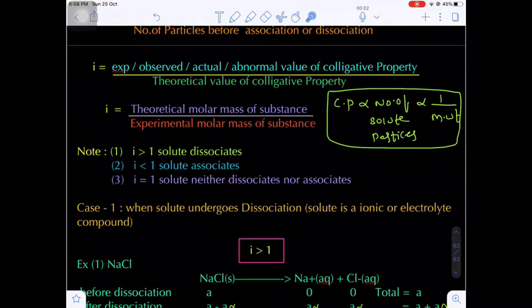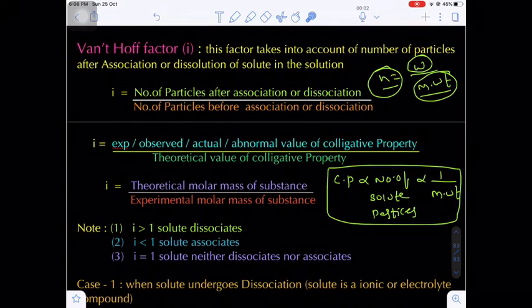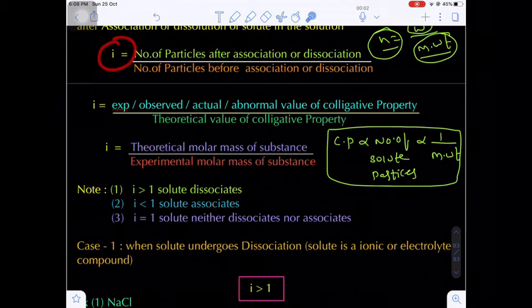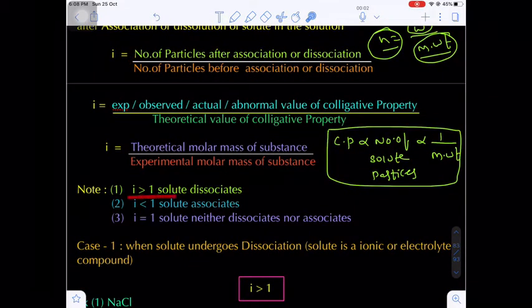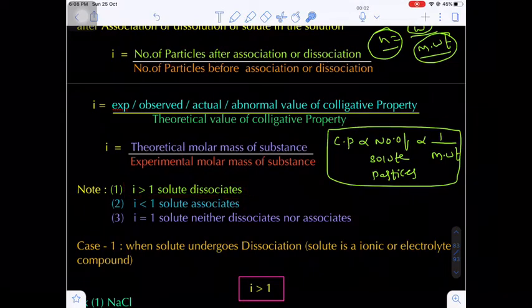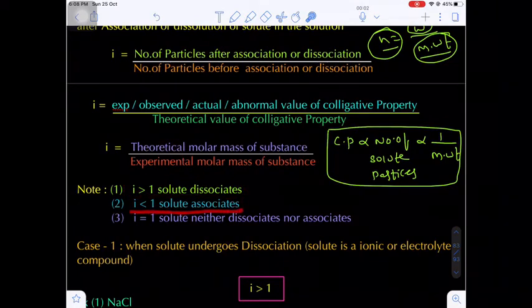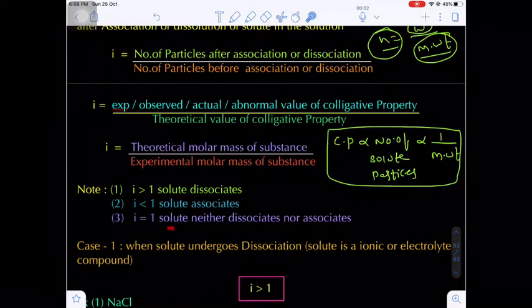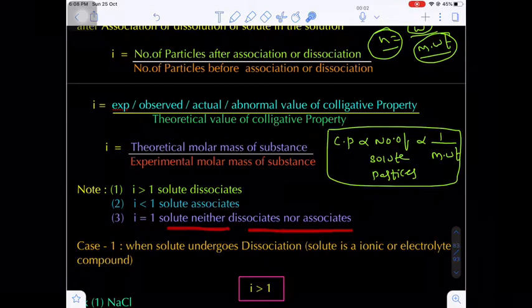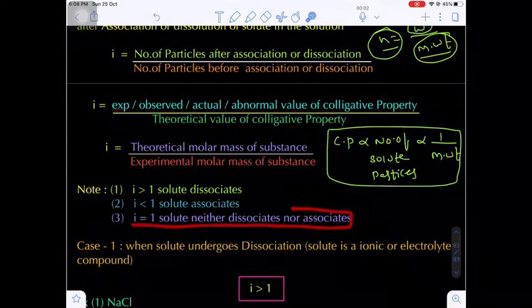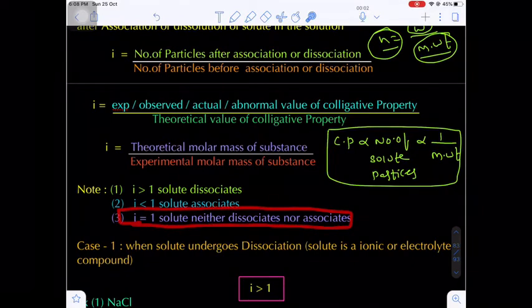Okay. Now this iota is also known as the Van 't Hoff factor, represented by the symbol i. If the i value is greater than 1, the solute is undergoing ionization or dissociation. If the i value is less than 1, the solute is undergoing association. If the solute undergoes neither association nor dissociation, then i, that is the Van 't Hoff factor, is equal to 1. So this is the ideal case. Here the third one is the ideal case.